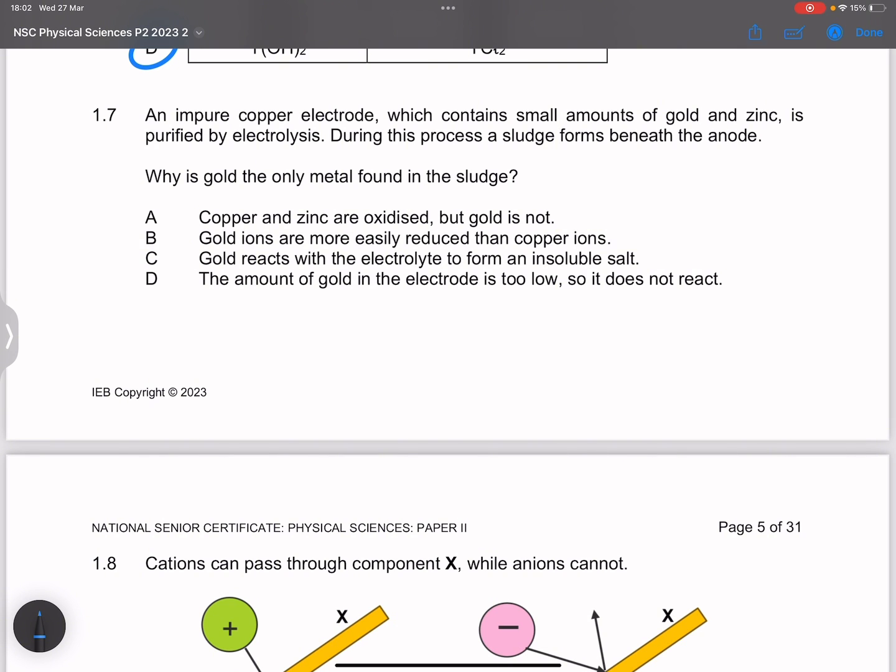Okay, so let's look at the first one. They say copper and zinc are oxidized, but gold is not. Absolutely true, right? That is definitely true. They say gold ions are more easily reduced than copper. That is not true. In that case, remember that gold did not even participate in the reaction. Gold reacts with the electrolyte. Nope, that's not even true. The amount of gold in the electrode is too low. That's not true either.